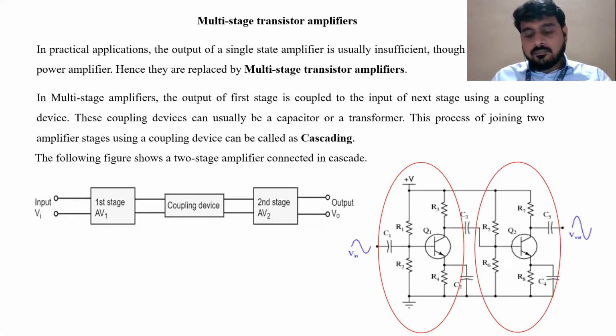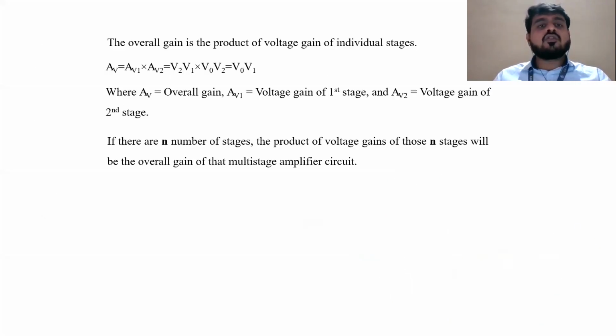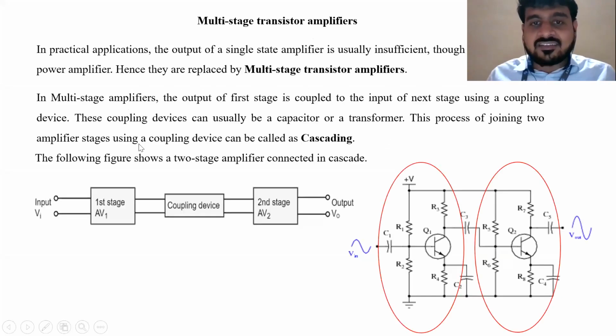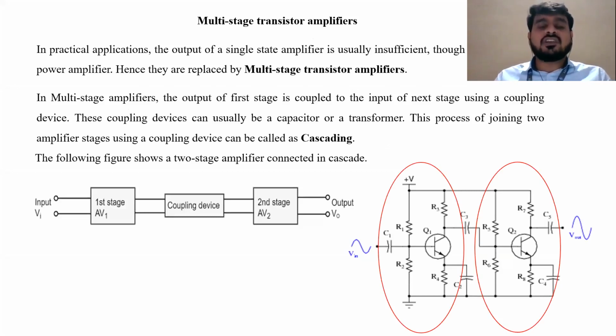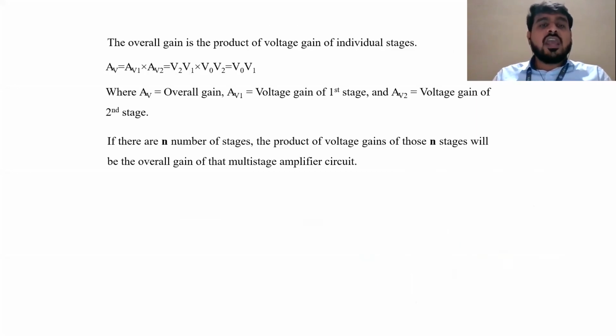Clear? So what is the total output we will get? The overall gain will be AV equal to the product of the voltage gains, with respect to how many stages there are. How many stages were there in the last circuit? I had two stages, so there are two voltage gains, AV1 into AV2. So we have V2 over V1 into V0 over V2, which is equal to V0 over V1. What is that?